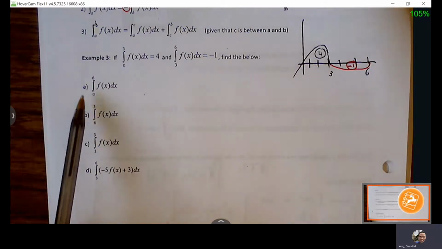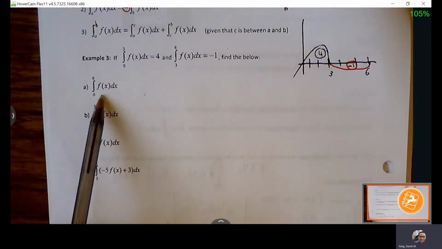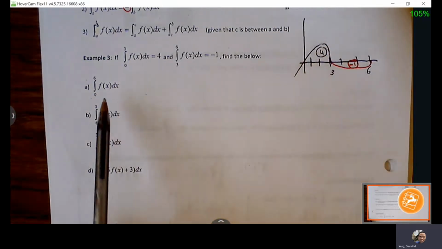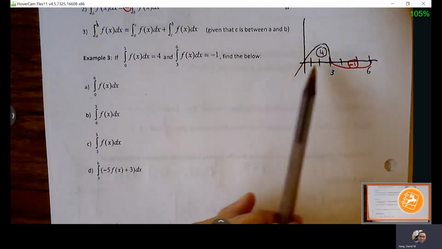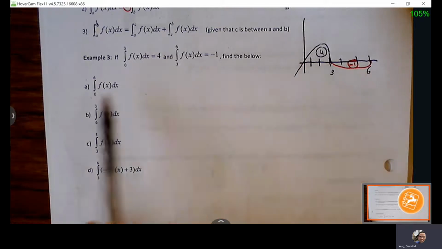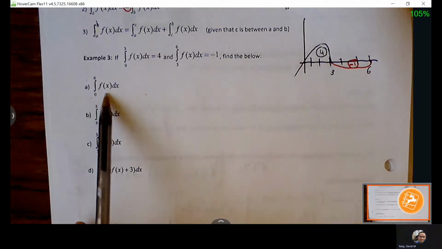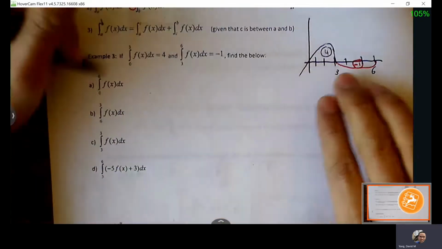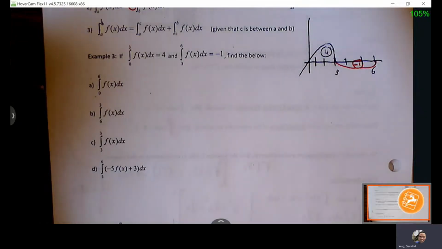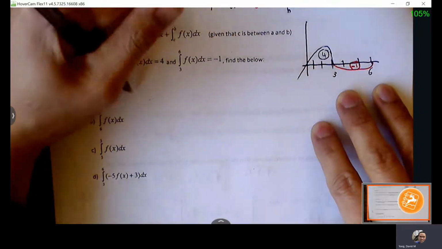So the integral from 0 to 6 of f of x, let me just call this f of x for now. The integral from 0 to 6 will be the same thing as just totaling these up together, right? So this will be equal to what? 3, yeah. The full region will be 3 because we have to track our negative values as well.